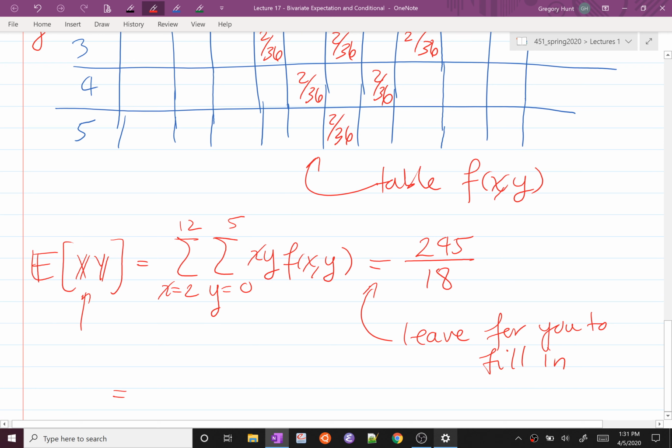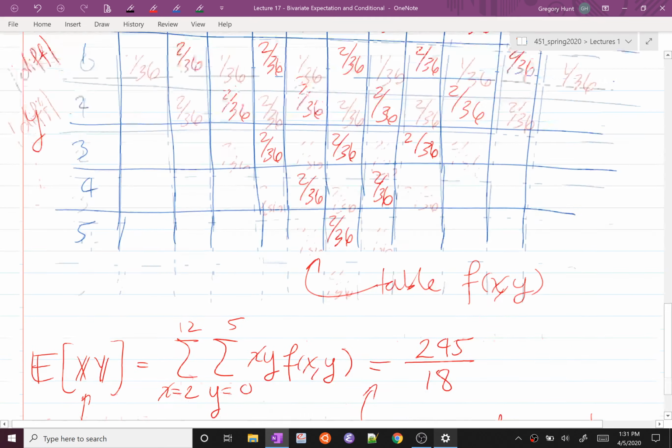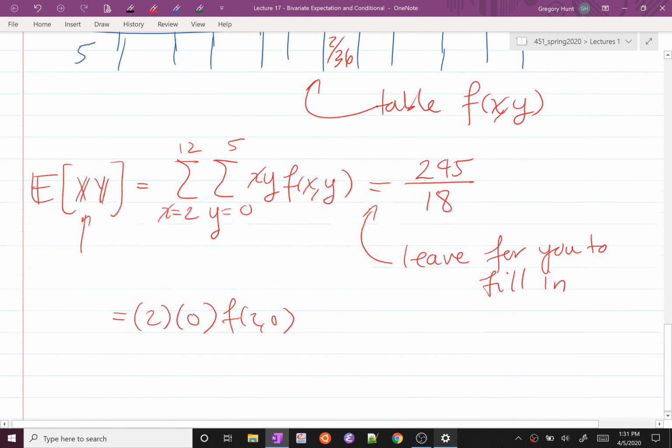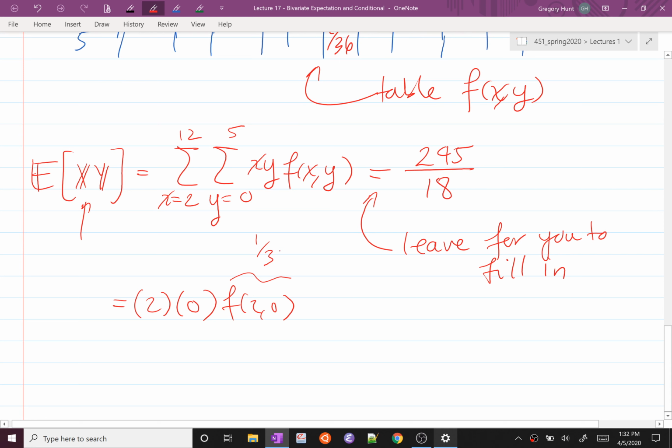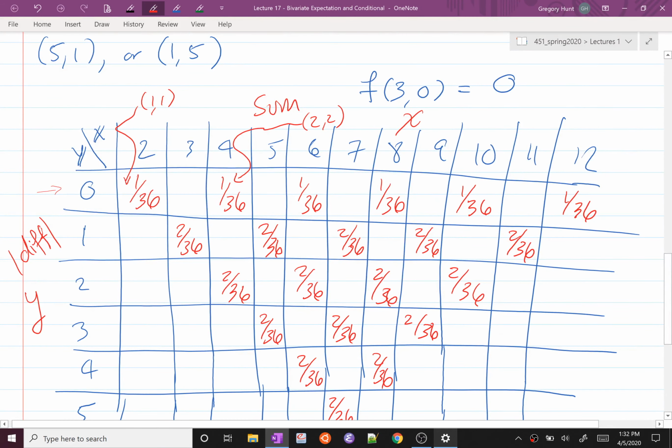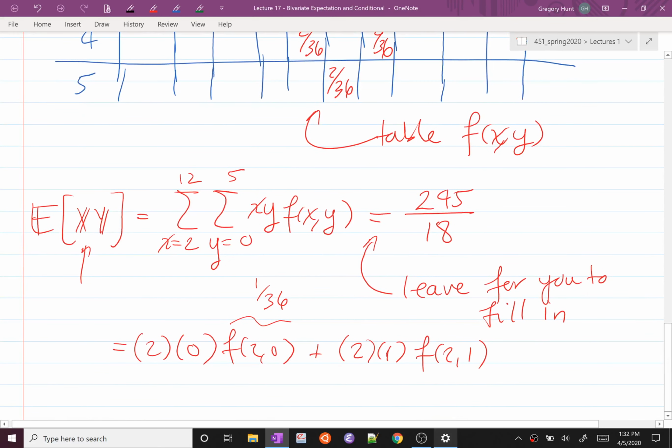You're going to get some terms like, okay, so when x is 2 and y is 0, so 2 times 0 times f of 2, 0. f of 2, 0 is 1/36. So this here is 1/36 plus 2 times 1 times f of 2, 1. f of 2, 1 is 0. That would be that one there.